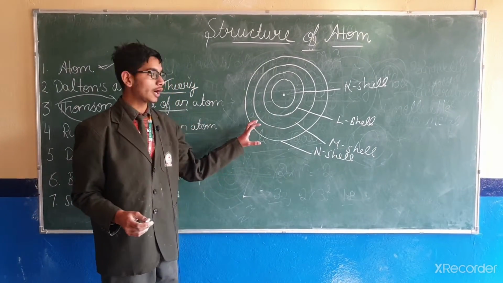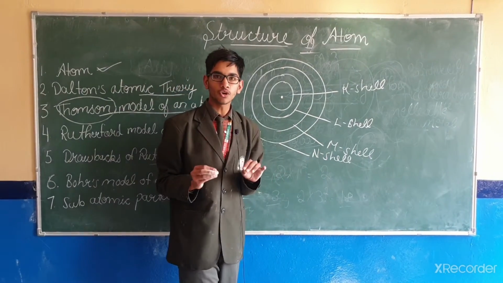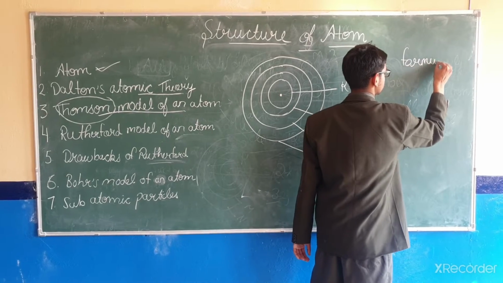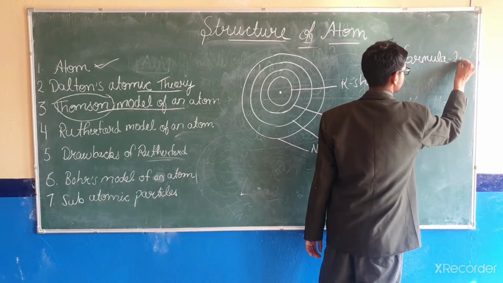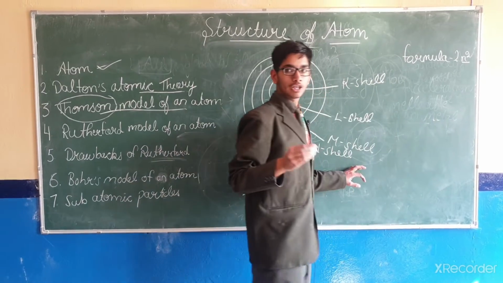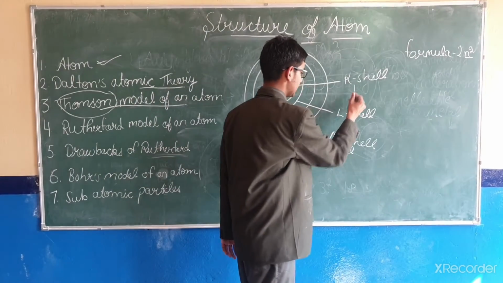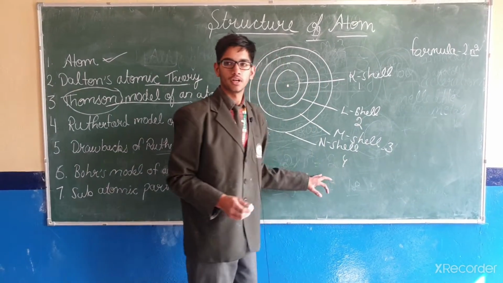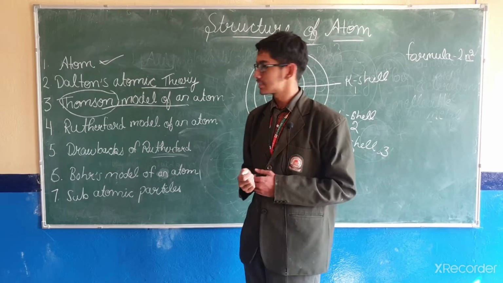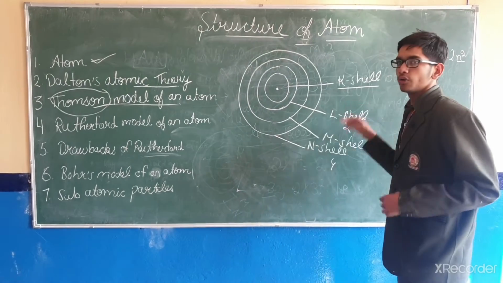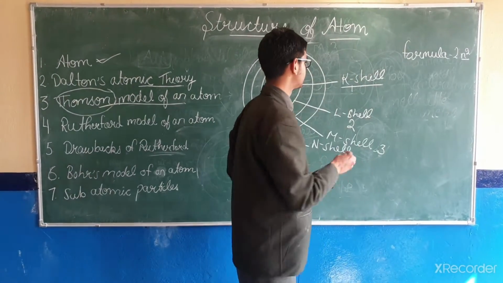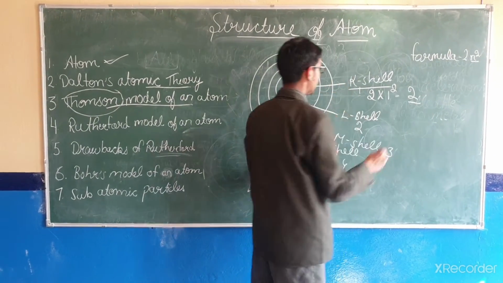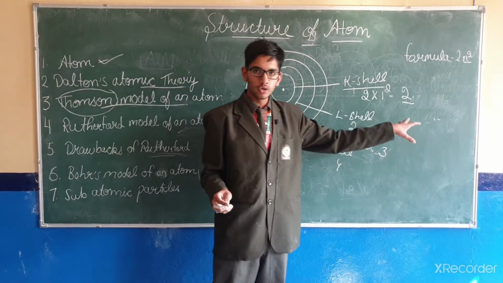Bohr also gave a formula to fill electrons in these shells. This formula is 2n². The value of n for first shell is 1, second shell is 2, third shell 3 and fourth shell 4. Now we will find the electrons in various shells. First shell is K shell, for which the value of n is 1. So 2 into 1 square is equal to 2. In K shell, there can be only 2 electrons.